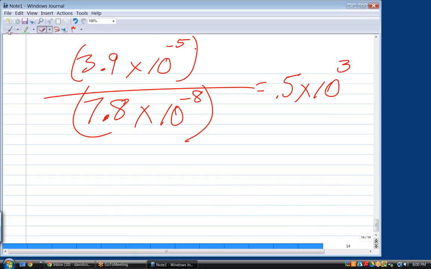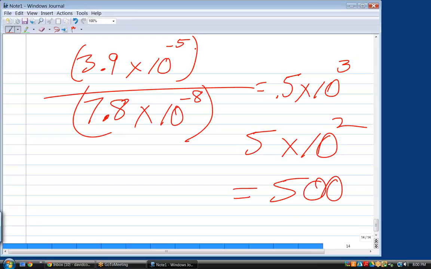No. This number has to be greater than or equal to 1 and less than 10. So how do I turn this into scientific notation? Could you move it to be 5.0? What do I have to do to that exponent? Do I have to increase it or decrease it? Decrease it by 1. You decrease it by however many places you had to move the decimal point. I only had to move it by 1. In other words, this number is 500.